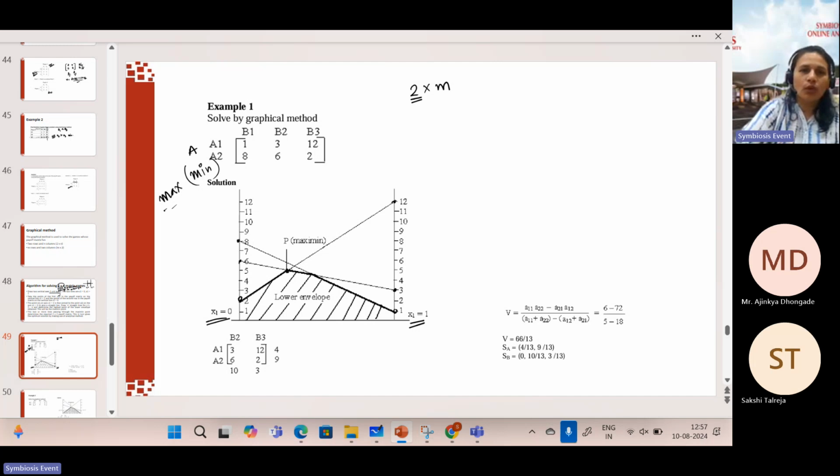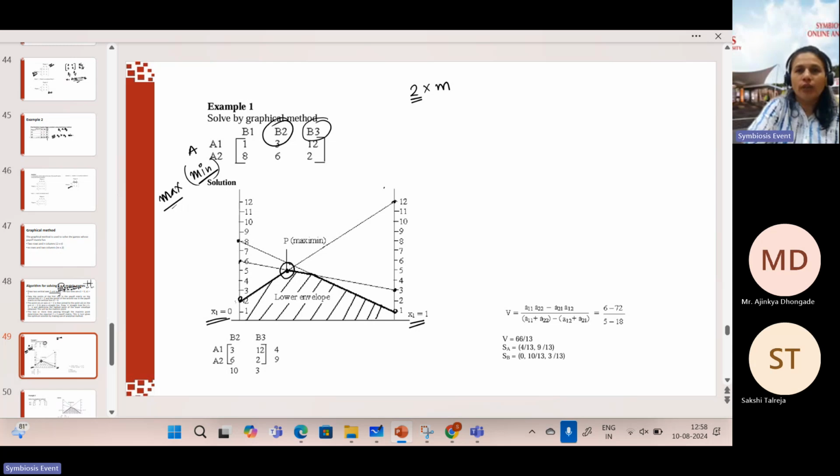Then it is nothing but what? Maximin. So here if you observe, this is the point which is maximin. So wherever you receive this maximin, check which two strategies this point was received from. That means what are those two line segments which are generating this particular point. So you can see here this is made up of 2 and 12, right? This is your B3, and the second one is 3 and 6, that is your B2.